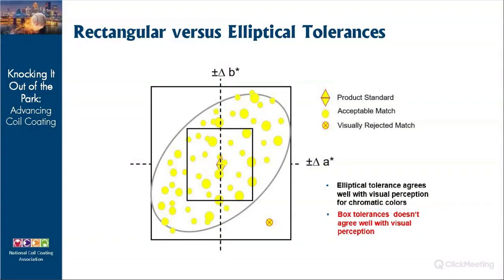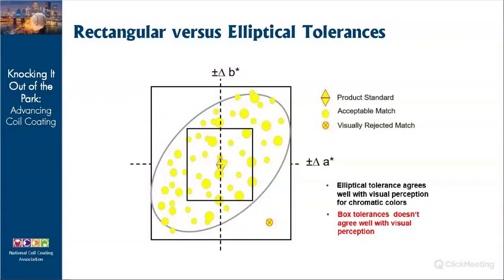Where this starts to challenge is when we get into more saturated colors with higher chroma. In that case, you start to see this elliptical formation come true. So here, if I have to have a box tolerance that incorporates everything, I'm going to have this bigger box, and I'm going to be producing product in this area or in here that visually is not going to be acceptable. So what happens is then you have a box tolerance that you have to put inside the ellipse. Now I'm rejecting these numerically, but yet they're visually acceptable.